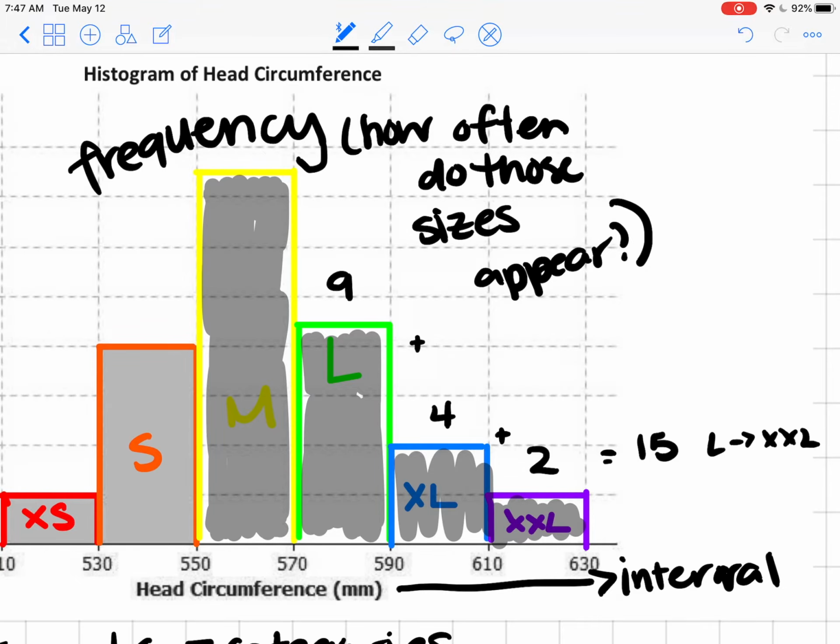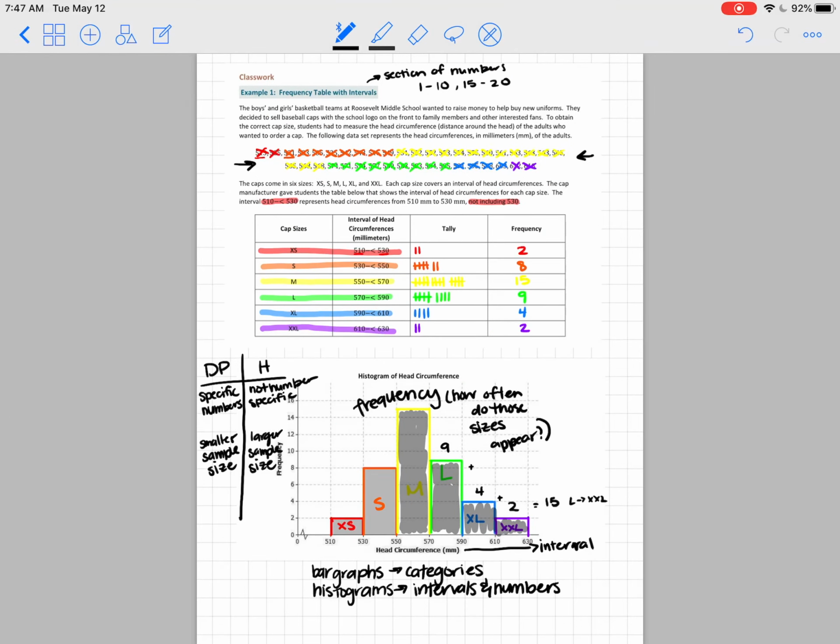And that's all I have on histograms. You're going to continue going through and you're going to learn about the different shapes of a distribution. And you're going to get some practice problems with making histograms. So go ahead and go through the rest of the form. And I will see you guys later.